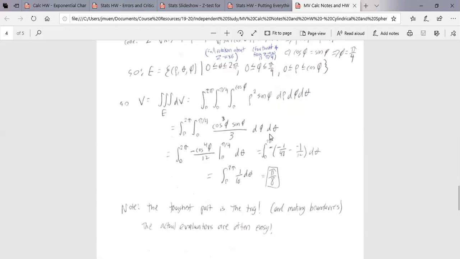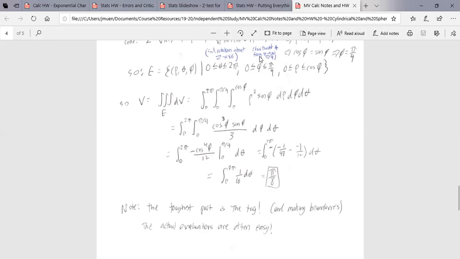Also, sometimes in the integrals themselves, you'll need to use some trig identities in order to make these integrals work out nicer. You'll have integrals of cosine and sine an awful lot. So knowing your trig identities can be important. So let's take a look at one more example.